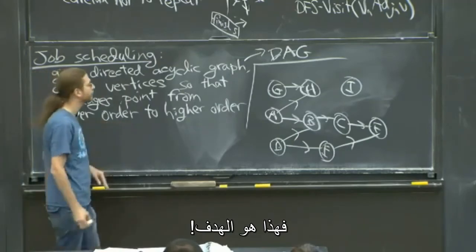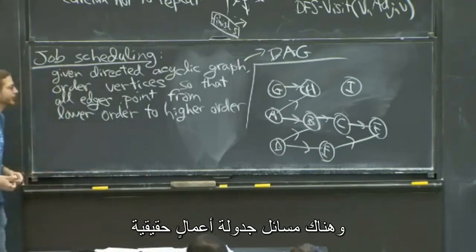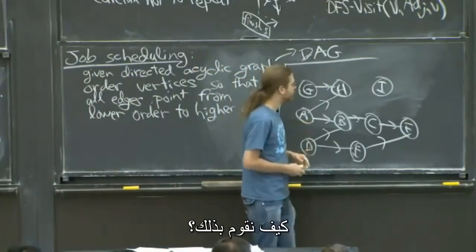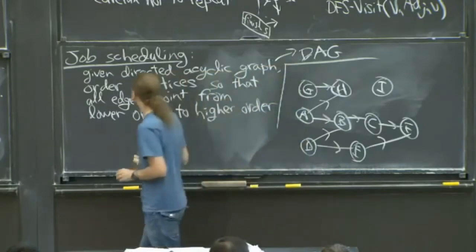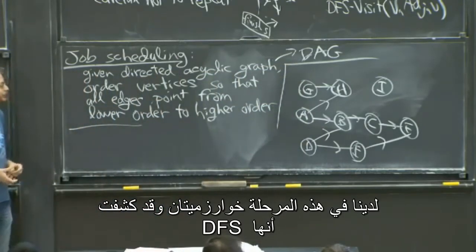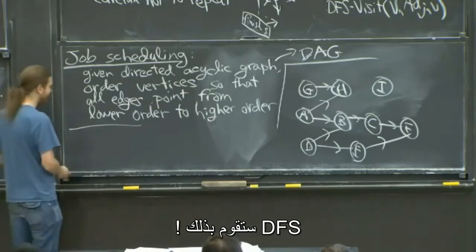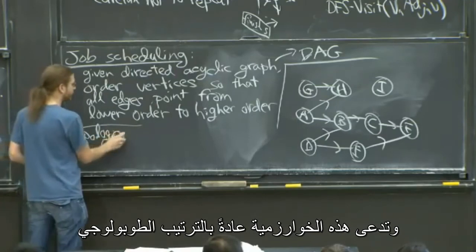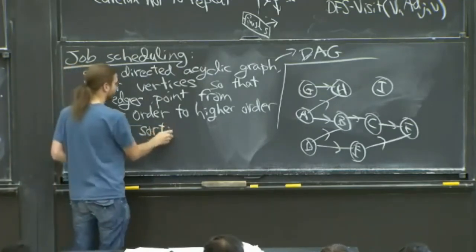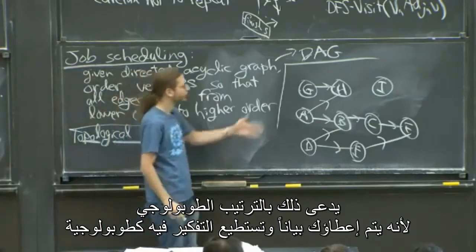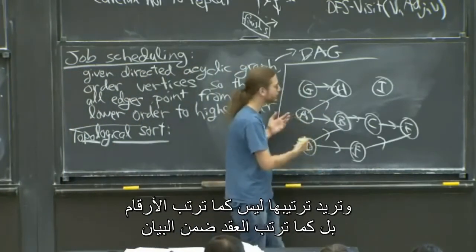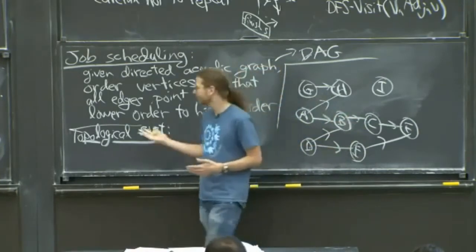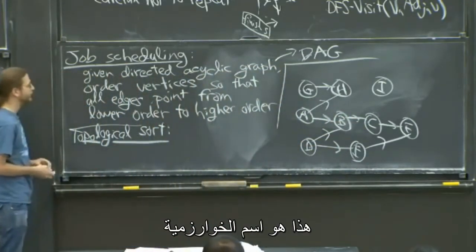So that's the goal. And these are real job scheduling problems that come up, you'll see more applications in your problem set. How do we do this? Well, at this point, we have two algorithms, and I pretty much revealed it is DFS. DFS will do this. Topological sort is what this algorithm is usually called, because you're given a graph, which you can think of as a topology. You want to sort it in a certain sense. It's not like sorting numbers. It's sorting vertices in a graph. So hence topological sort. That's the name of the algorithm.